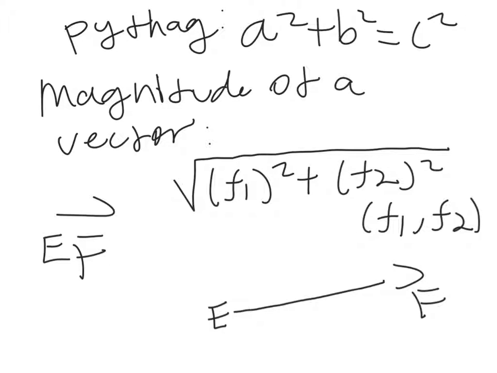I applied the formula to the example of vector f. Vector f has components f1, f2. So first we have to square f1 and add it to f2 squared. Then we would take the square root of the entire thing. To present the magnitude of a vector, we use two vertical bars on each side of the letter. So what is the magnitude of vector f? The magnitude of vector f is presented as the square root of f1 squared plus f2 squared.